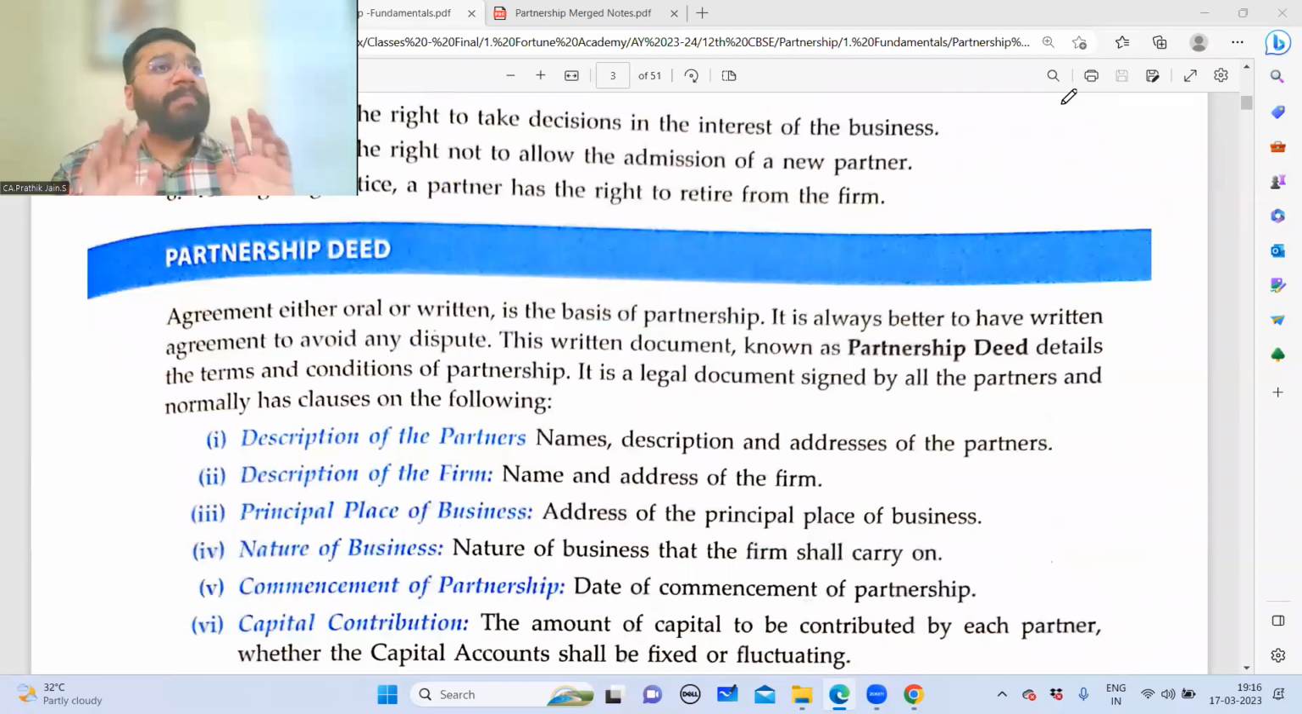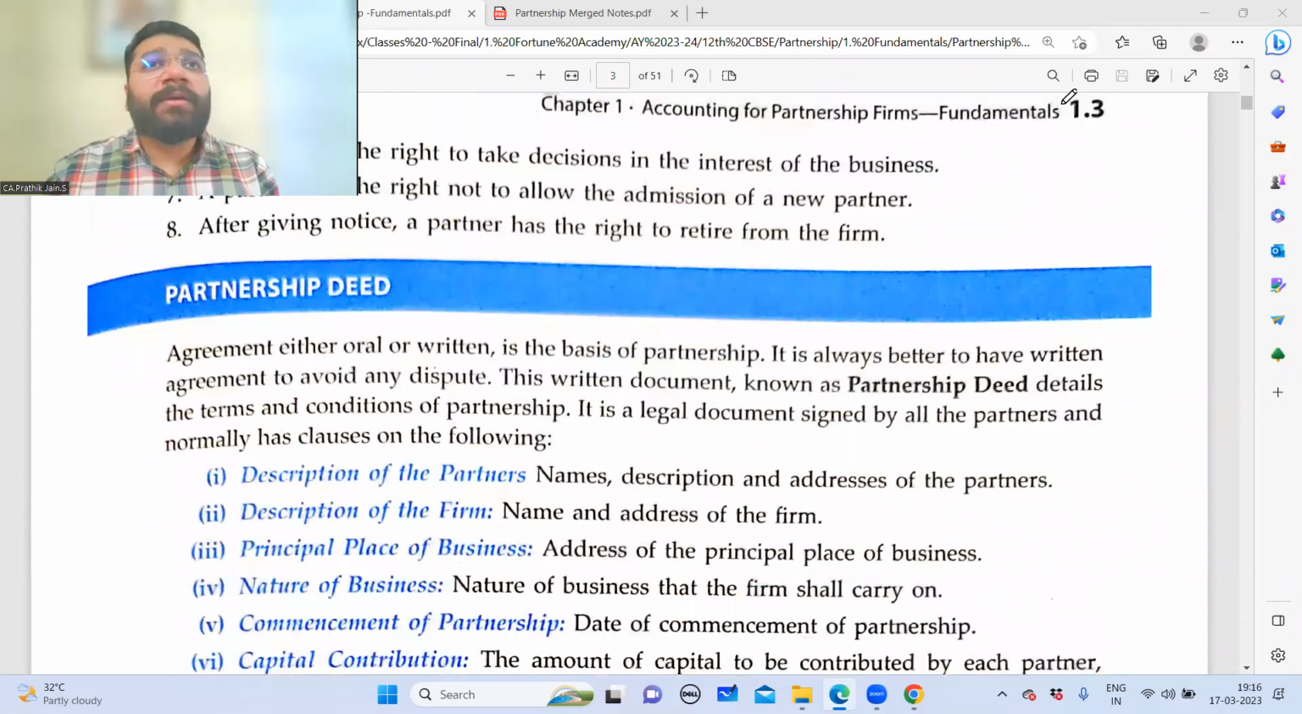As long as partnership is concerned, agreement is compulsory. That agreement can be either oral or in writing. Oral agreement is also valid. Written agreement is also valid. But it is preferred to have it in writing to avoid any disputes. Now, if an agreement is in writing, it is called a partnership deed. And we have discussed the contents of the partnership deed. I'm not going into detail again.